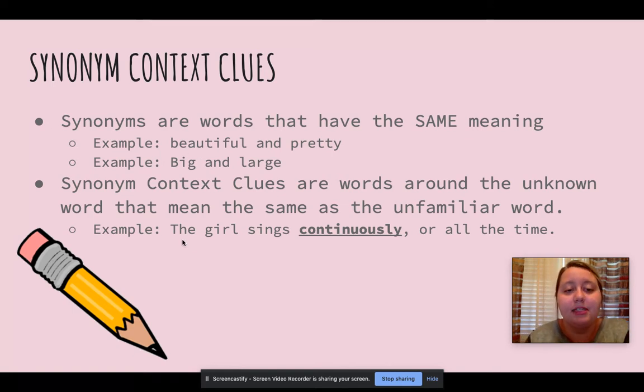So look at our example sentence. It says, the girl sings continuously or all the time. So we notice our underlined and bolded word that we do not know what it means is continuously. Then right beside of it, it says or all the time. All the time and continuously are synonyms. So we know the girl sings all the time means the same thing as the girl sings continuously. In that sentence, the author uses the synonym context clue to help us understand.